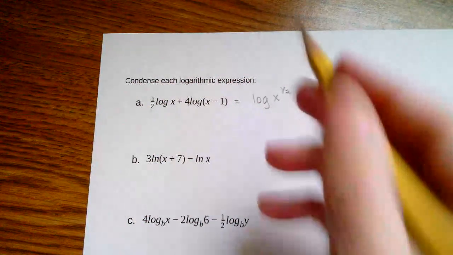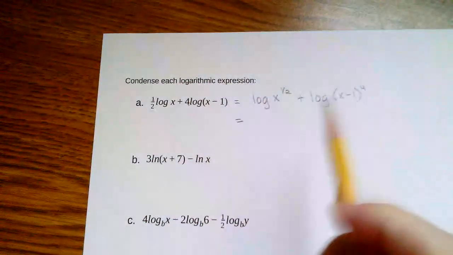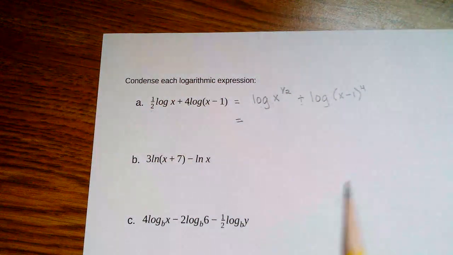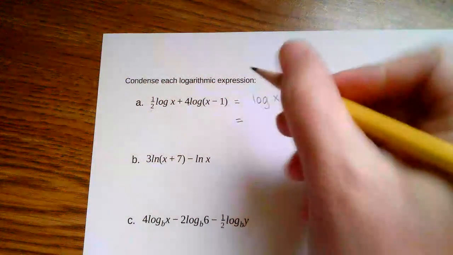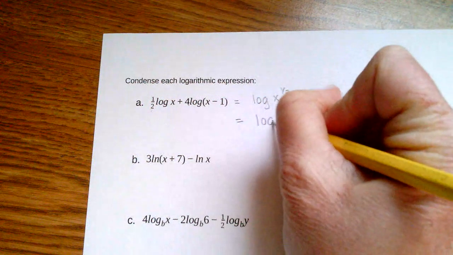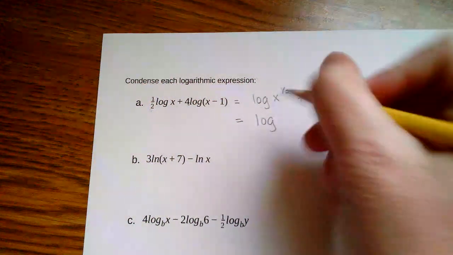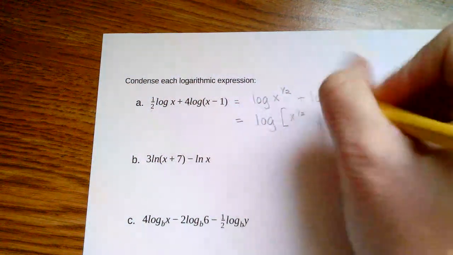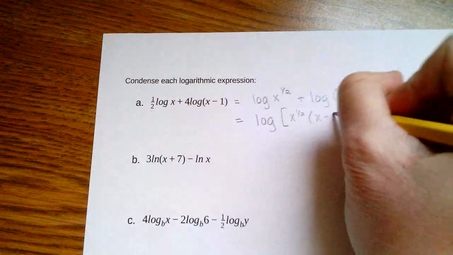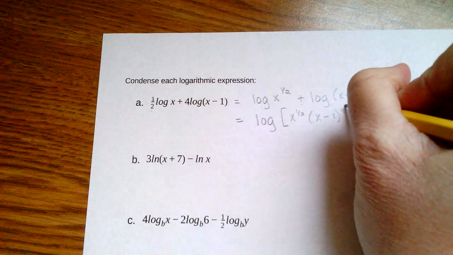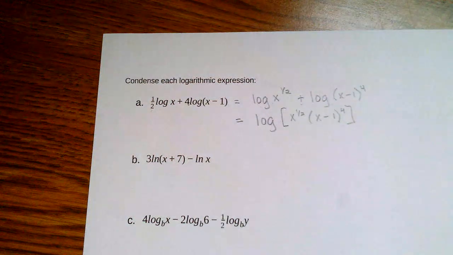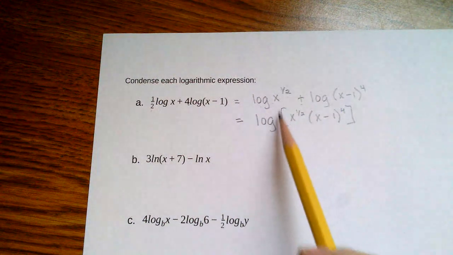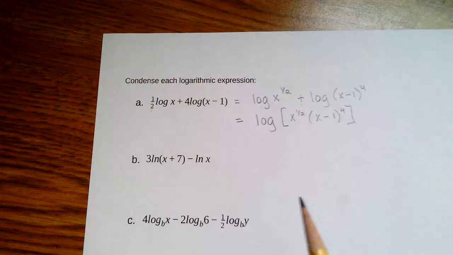So next, I am going to rewrite this. I notice that I have a sum of 2 logarithms to the same base. So I'm going to use the product property backwards. I'm going to keep the same base of the log, and I am going to multiply my 2 arguments. I use brackets to help show exactly what my argument is.